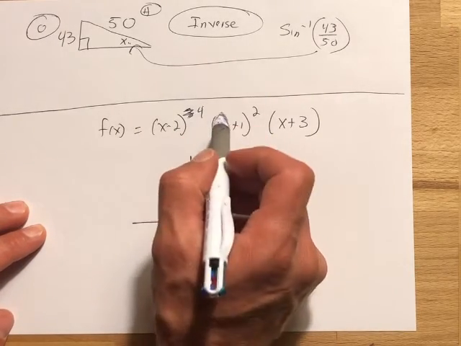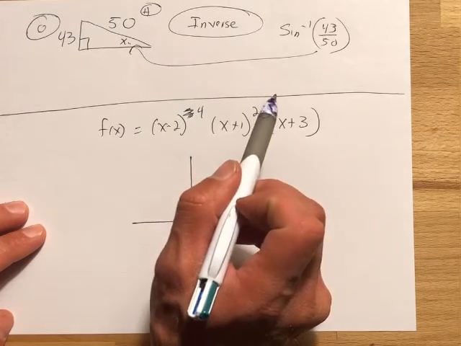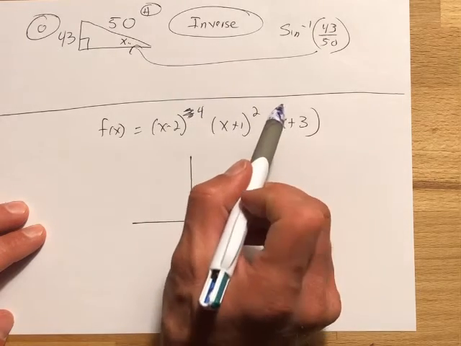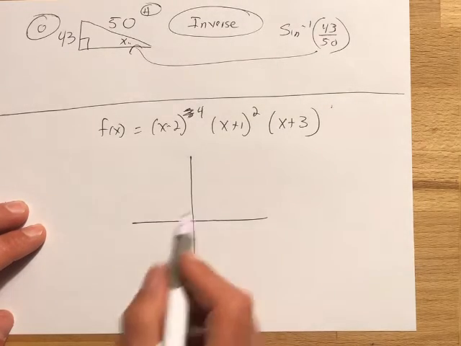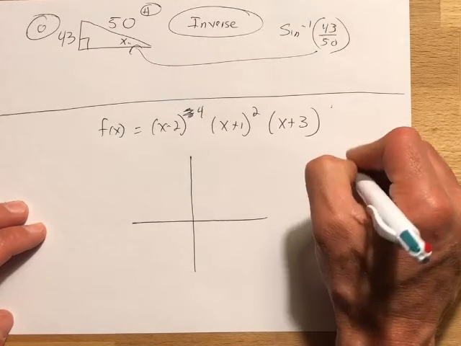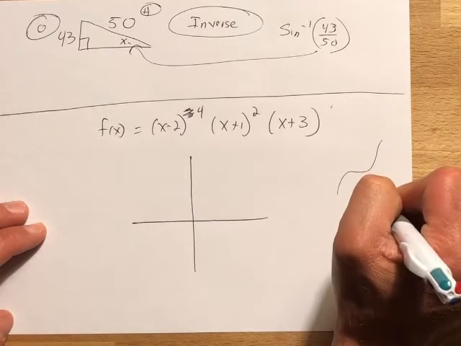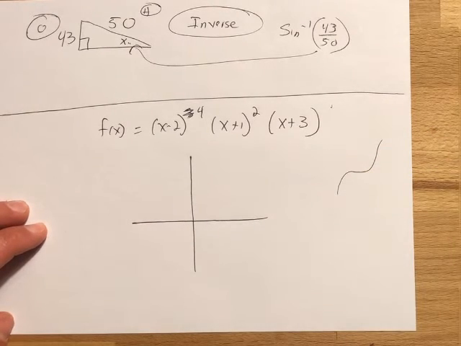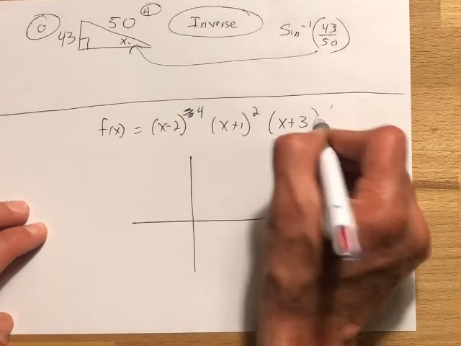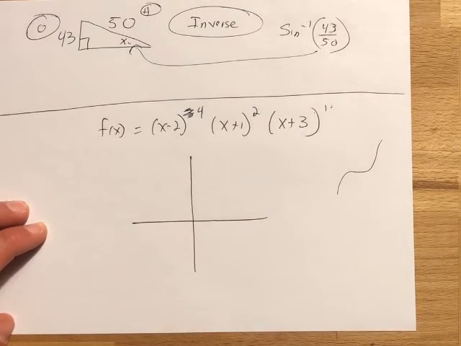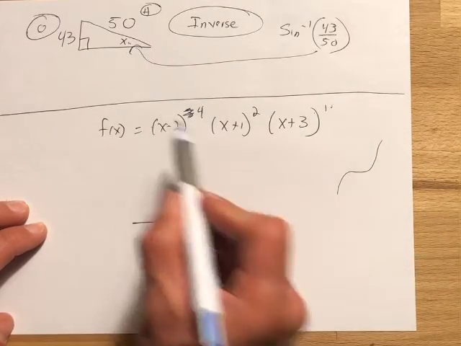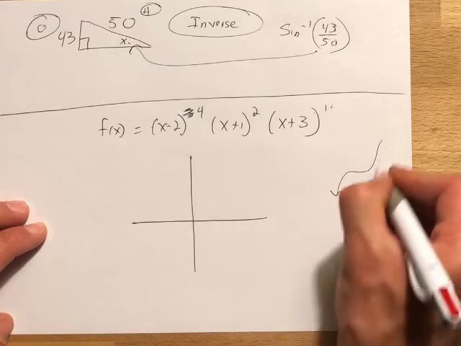This is a 4, 6, 7th root. So 7th root is going to start low and it's going to go high. It's an odd powered function. So if you were to plug in x minus 2 to the 4th times x plus 1 squared times x plus 3 to the 1st, technically, 4, 6, 7. And your shape is a positive, so it's going to start low and go high.